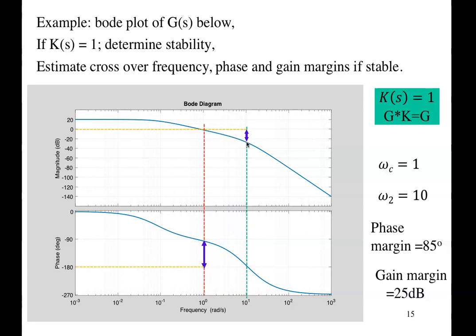Okay, so crossover frequency, identify that. That's where the magnitude plot or magnitude curve crosses 0 dB.